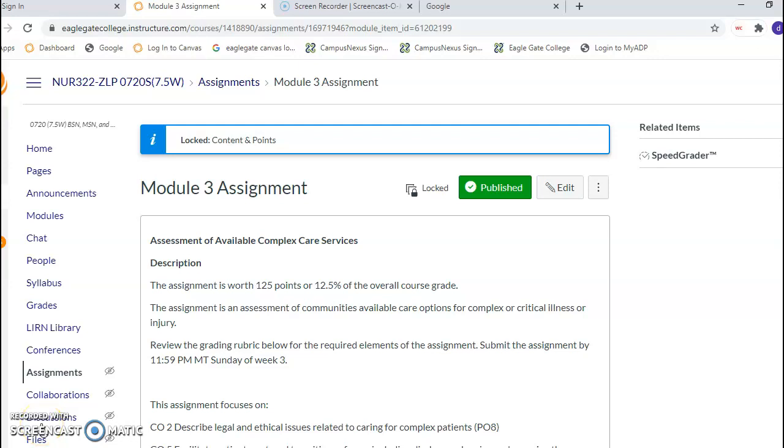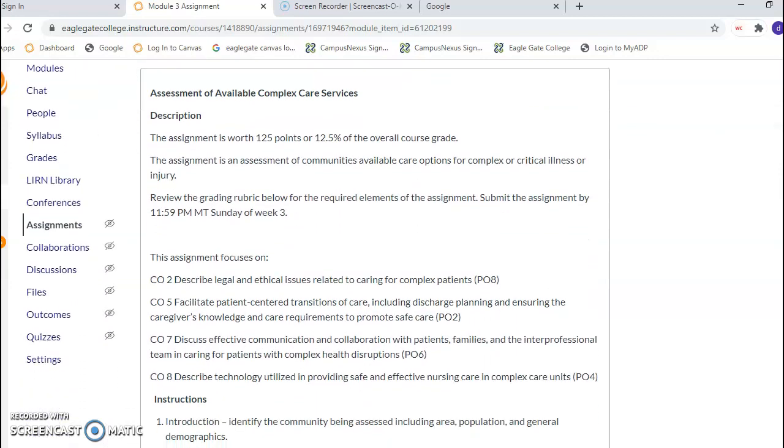Hello class, I'm going to do a short overview of the Module 3 assignment. This assignment is worth 125 points or 12.5% of your grade.